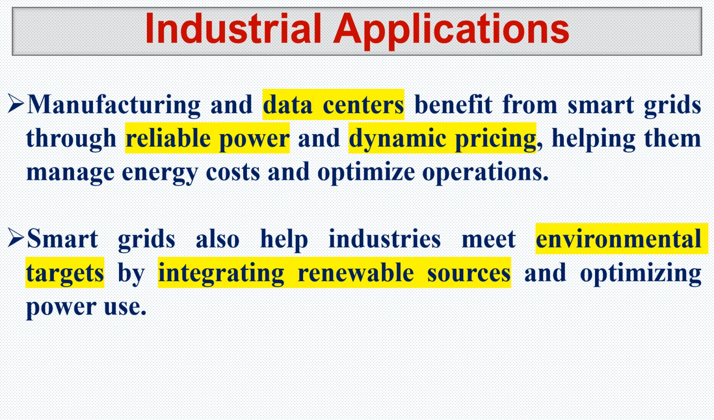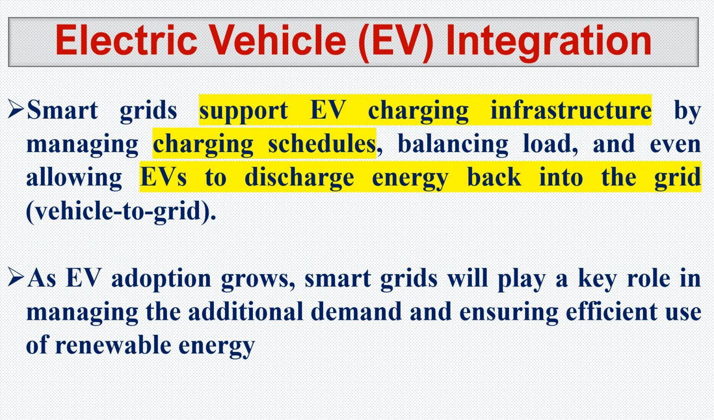So by integrating more renewable resources, we as power system engineers are helping the environment reach the target, that is the net zero emission target by 2050. Many countries have this net zero emission target. It means we are not going to produce any additional emissions to the environment by 2050. So to reach that target, smart grid adaptation will help in a better way.